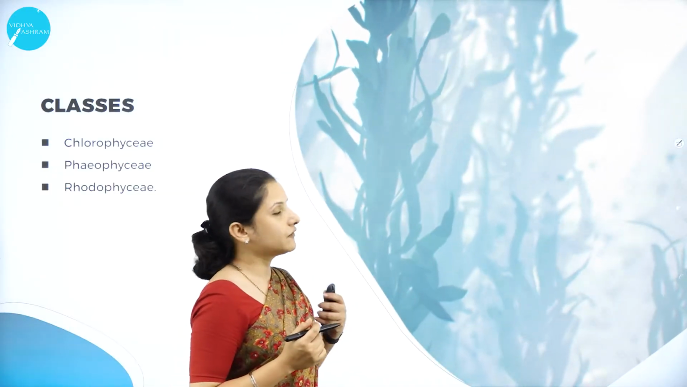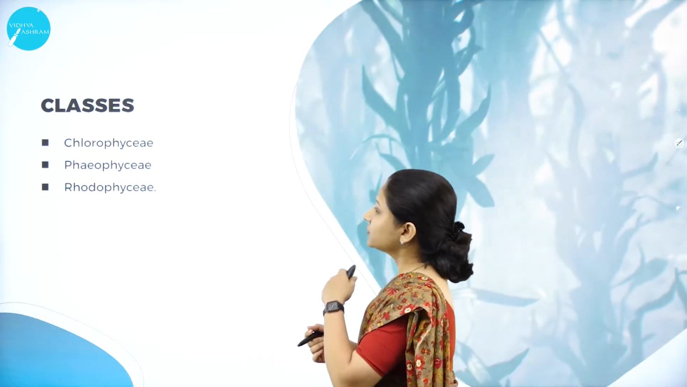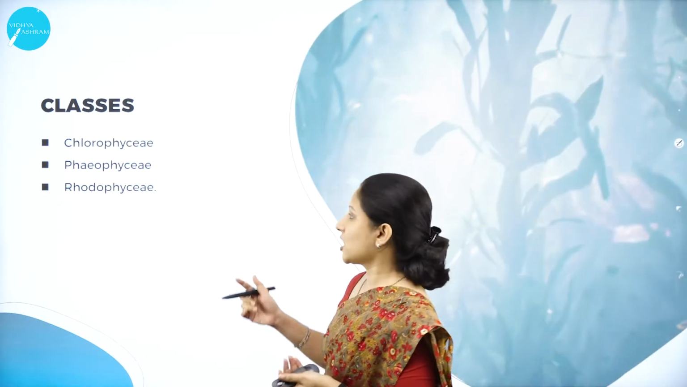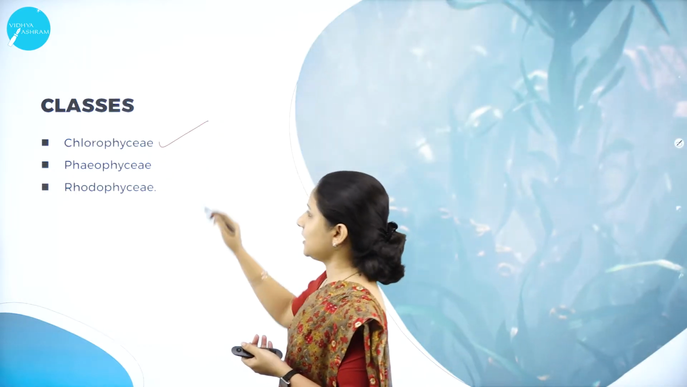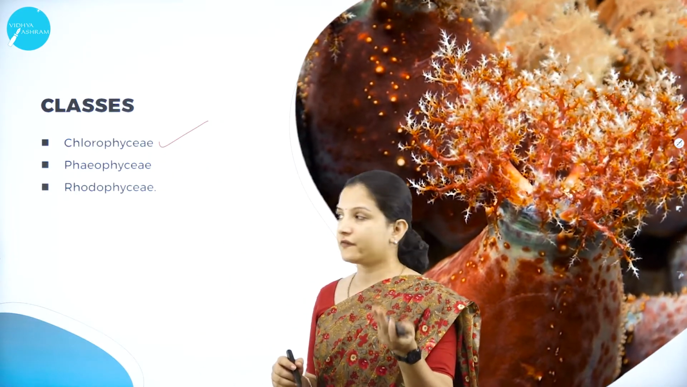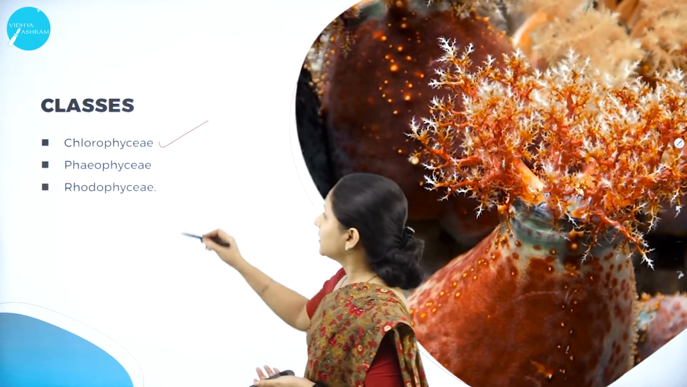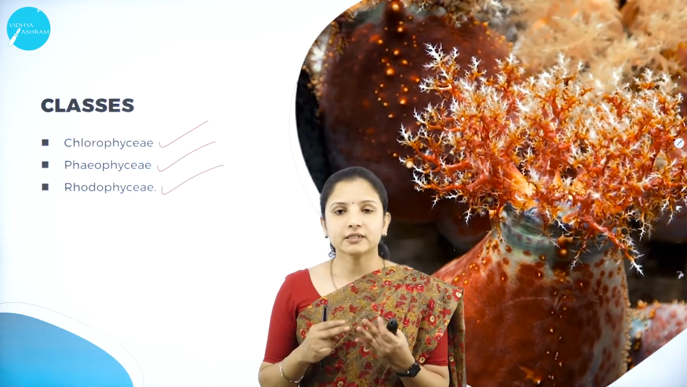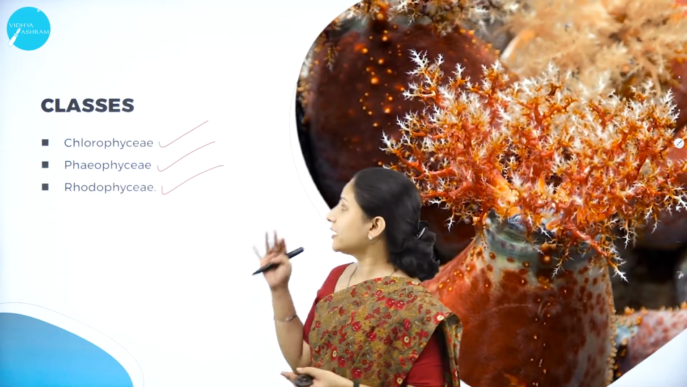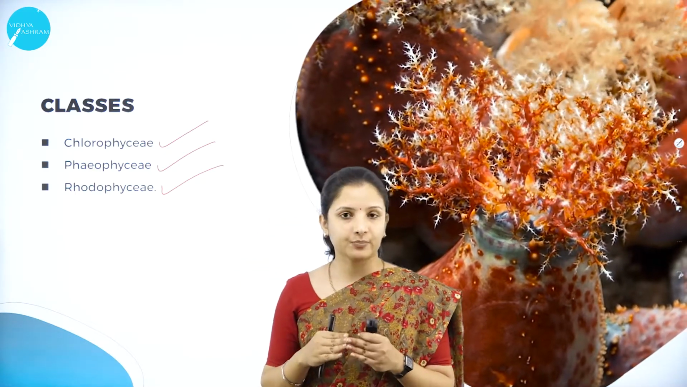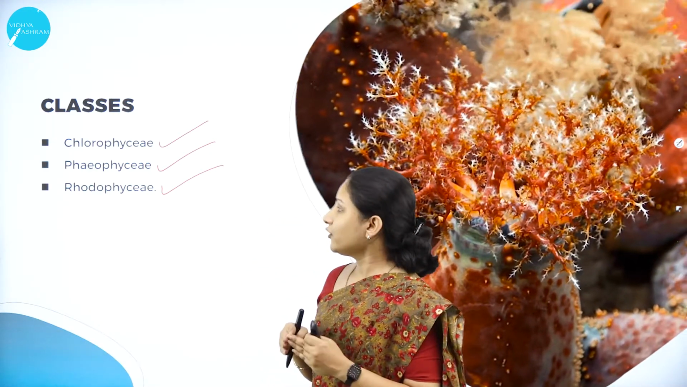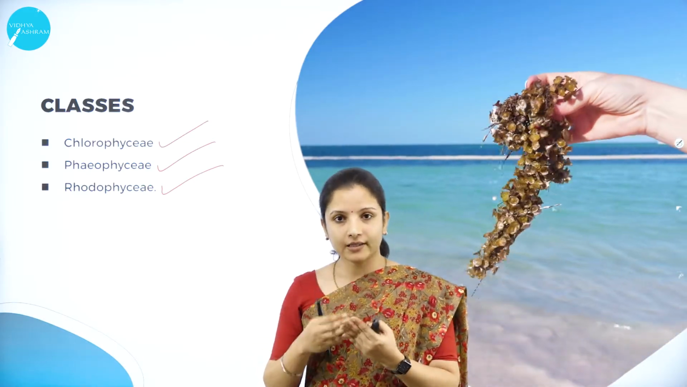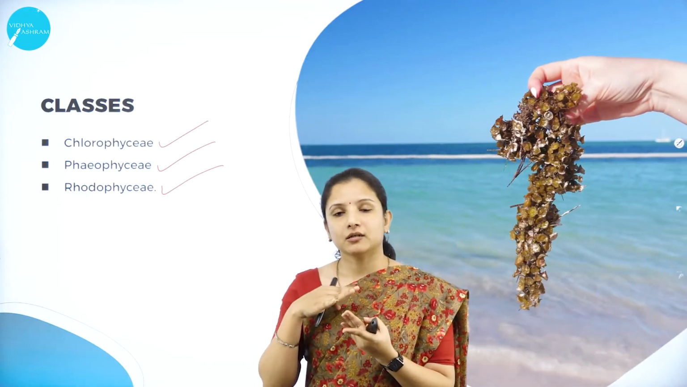So coming to the different classes of algae. For easy classification, they are called Chlorophyceae, the name itself suggests it is green in color. Then we have Phaeophyceae, and then comes the Rhodophyceae. So Chlorophyceae are the algae that are usually green in color.